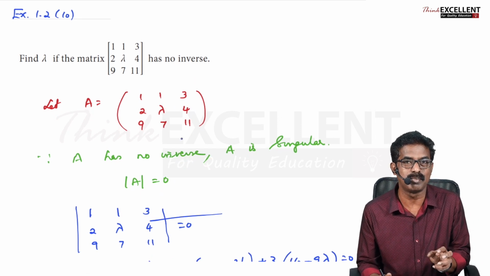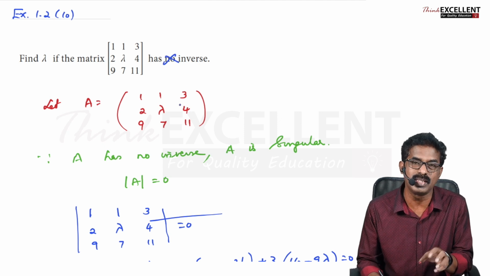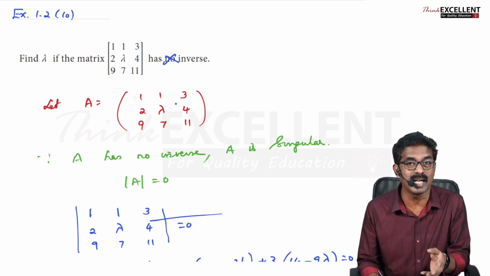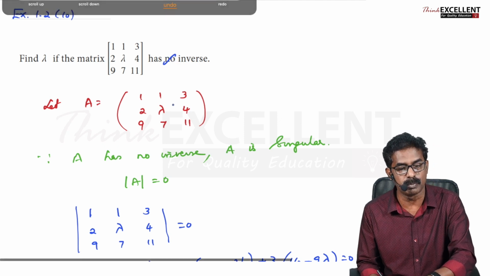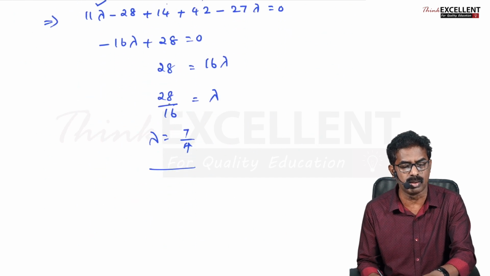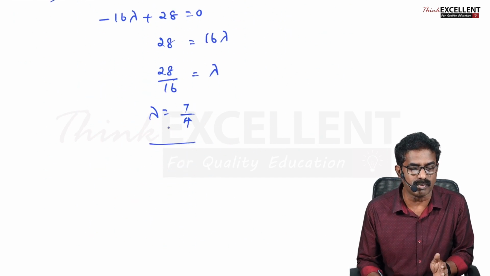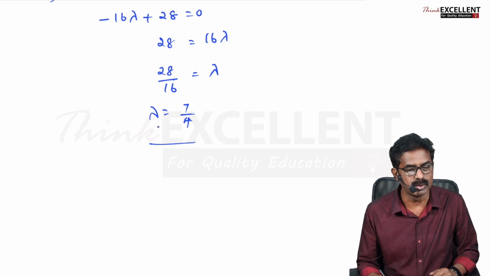But when you go for the examination, sometimes the word "no" may not be there. If it is not there, it has inverse. It has inverse means determinant A not equal to 0. So instead of determinant A equals 0, you write not equal to 0. Every step you put not equal to 0, then finally you will get lambda not equal to 7 by 4. So read the question very carefully.